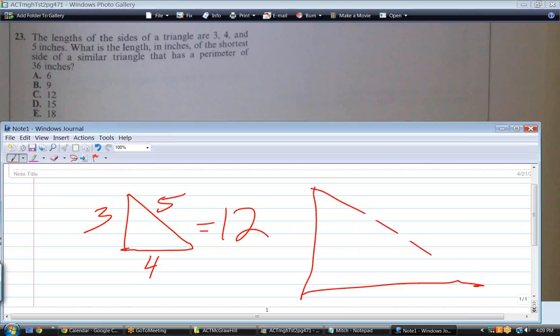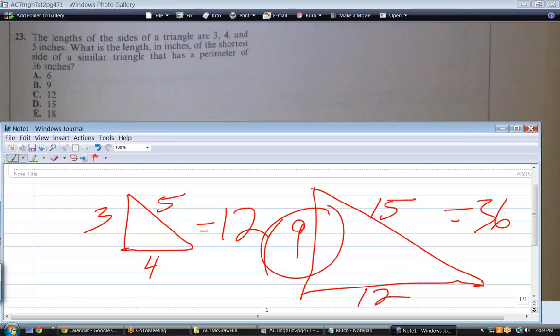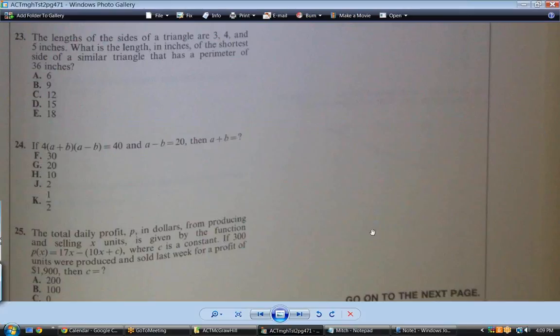What are my 3 sides over here? 9, 12, 15. What's the shortest side? 9. All right.